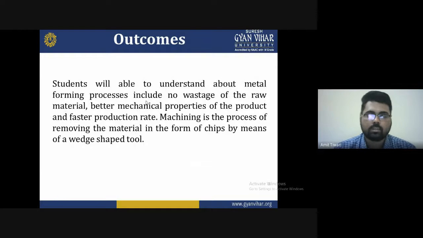The outcome of this lecture is that at the end, the student will be able to understand metal forming processes, including no wastage of the raw material, better mechanical property of the product, and faster production rate.